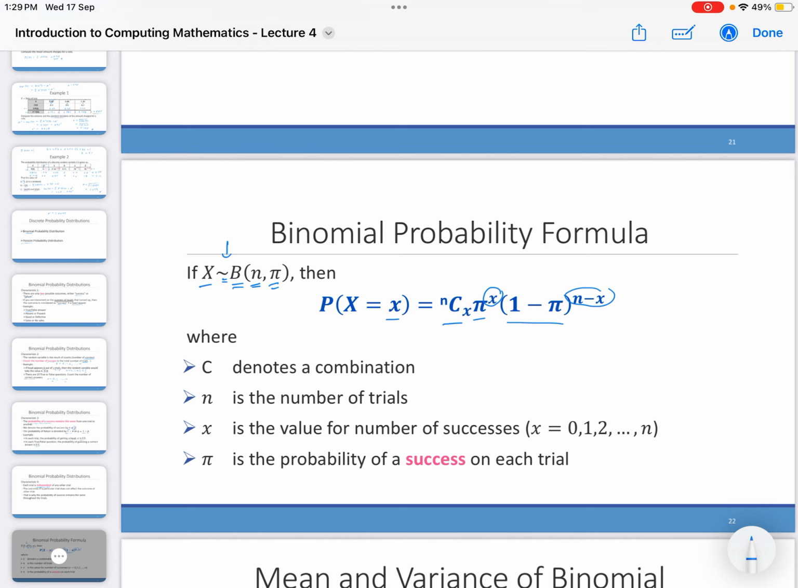Or we can write this, if we use p and q, as n choose x, which is how many successes, and then p to the power of the number of successes, times q to the power of the number of failures, which is n minus x. C actually denotes the combination here, n choose x. Okay, n is the number of trials, x is the number of successes, and pi or p is the probability of success. So this is the formula for binomial.